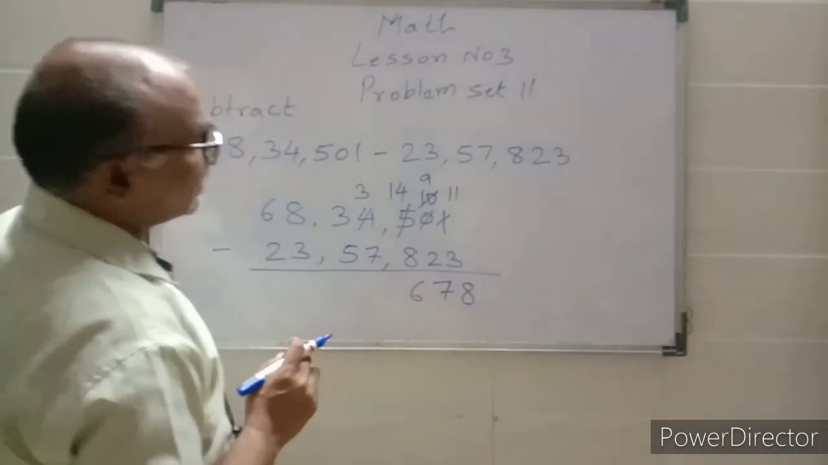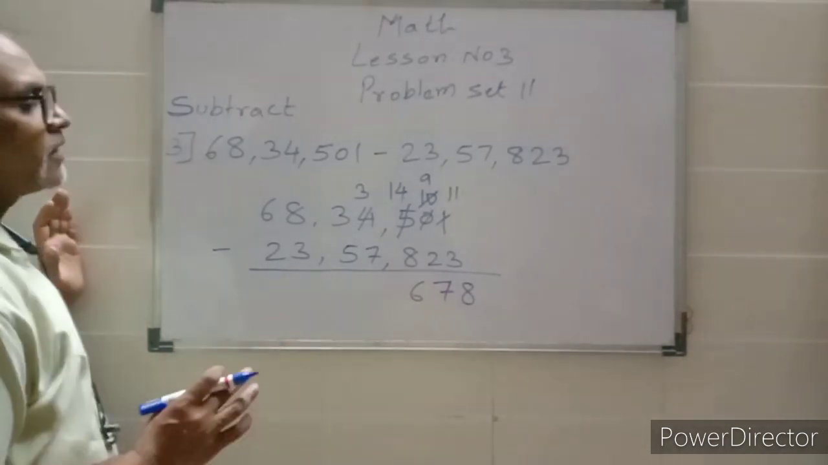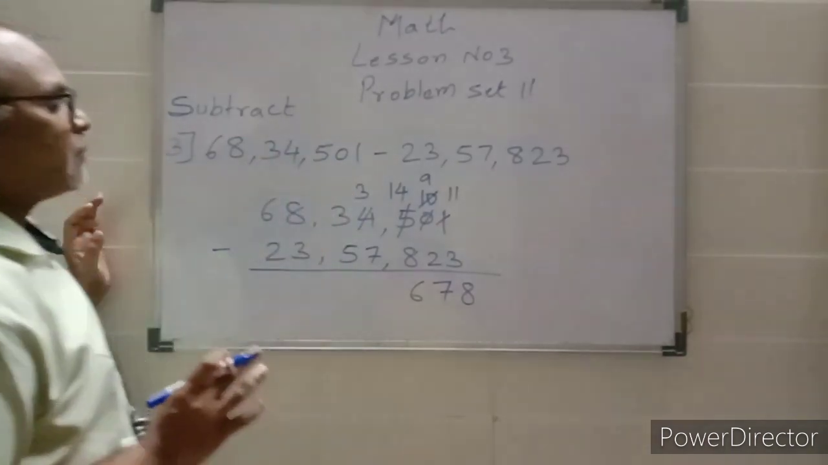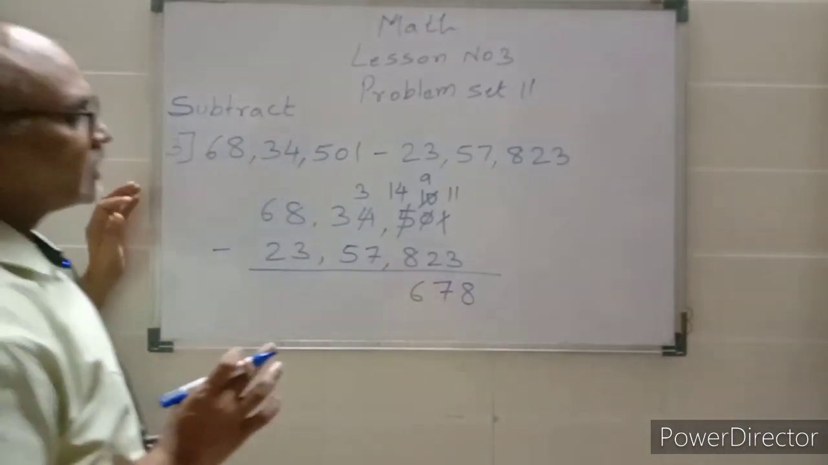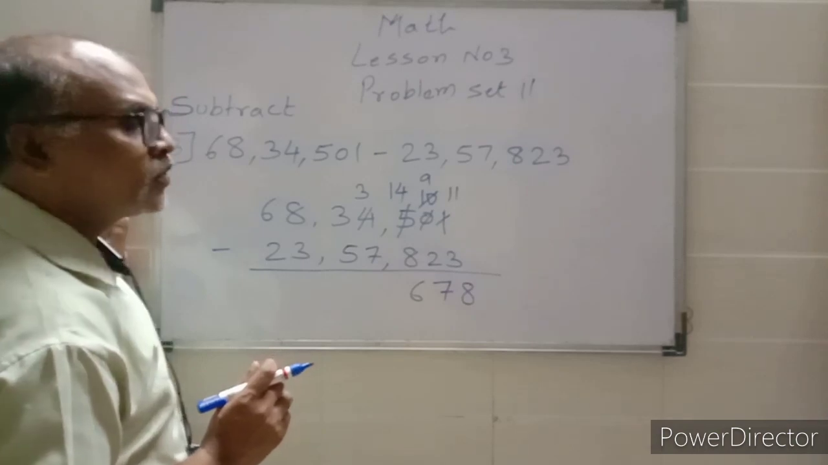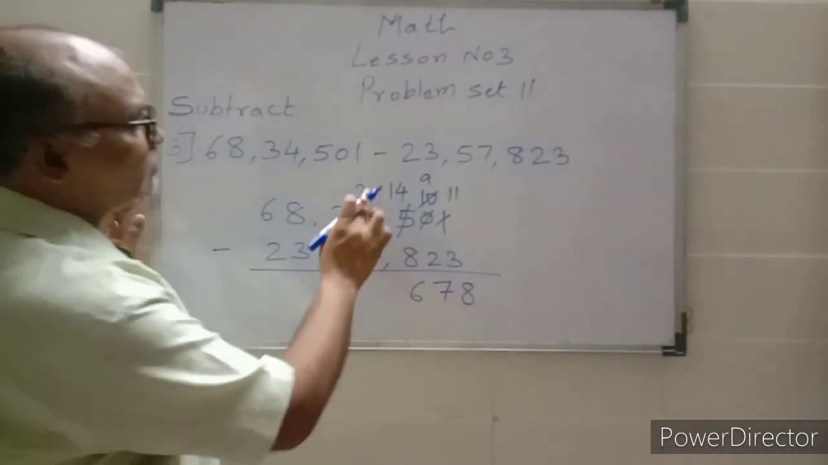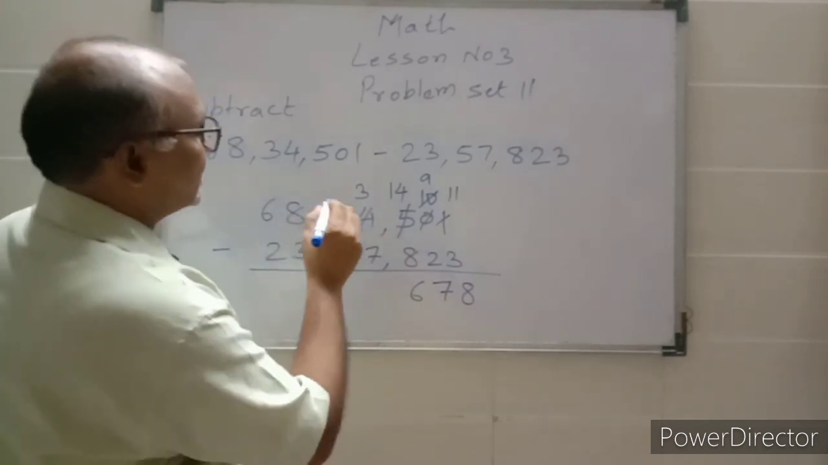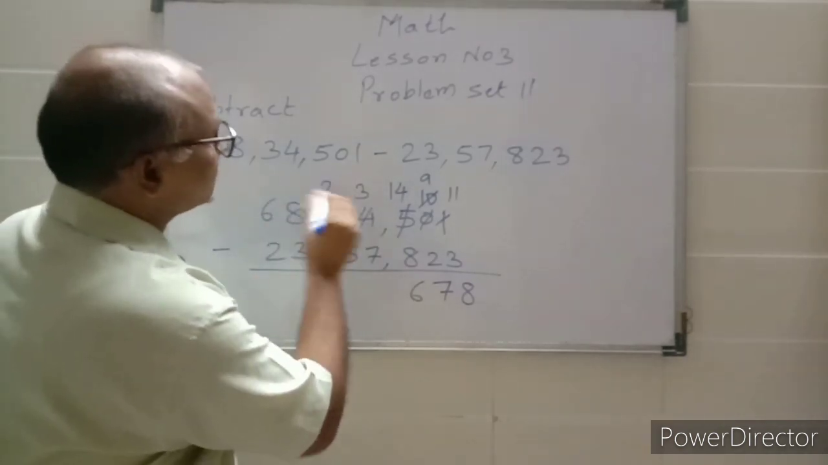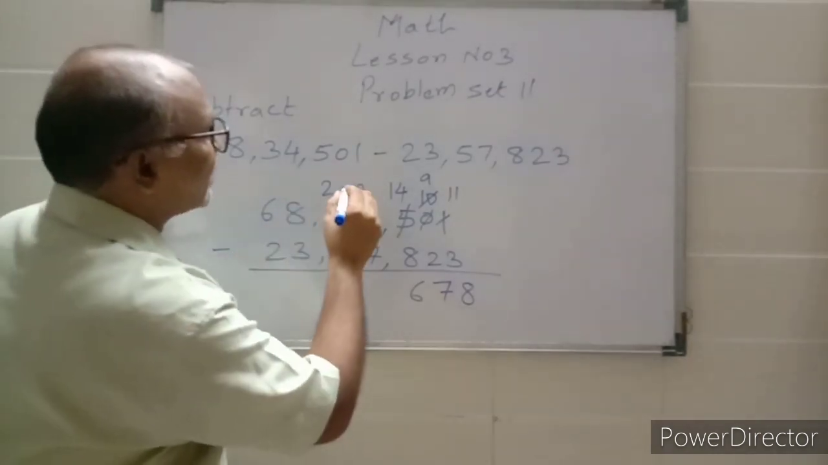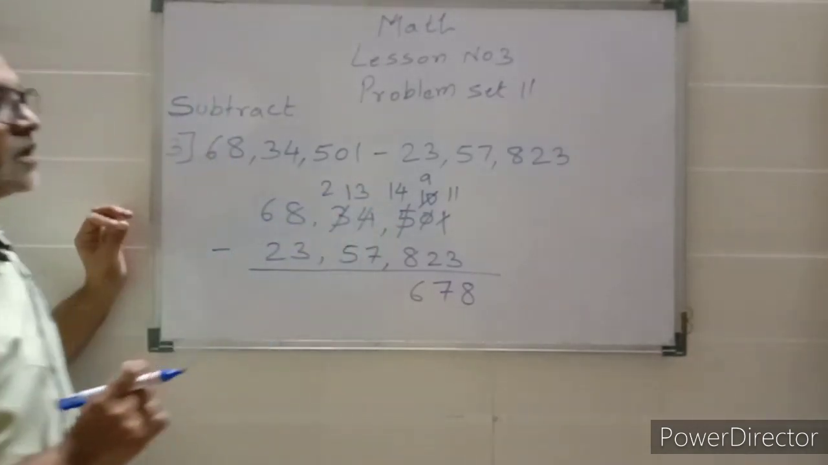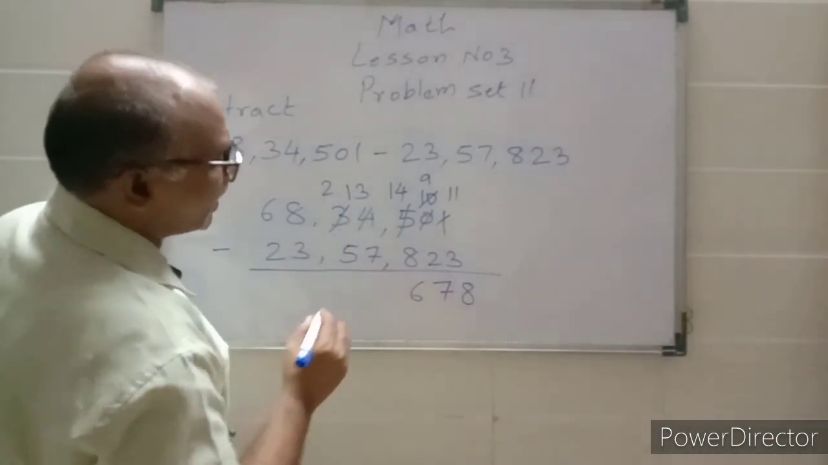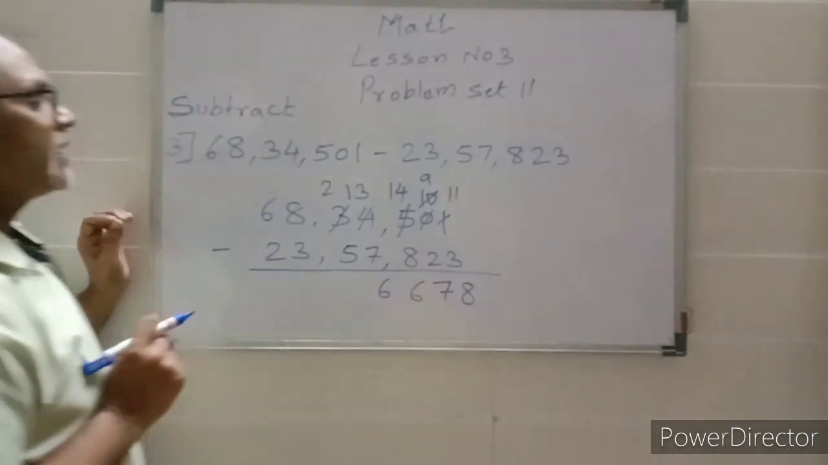Now see here, till here we have completed. Now again in the thousands place, we have 3 in the upper number and 7 in the lower number. So what will we do? We cannot subtract 7 from 3. So we will borrow 1 from this 10,000s place. Here we will cut this 3 and write 2. And the borrowed 1 we will write here. So this number becomes 13. Now 13 minus 7 is what? Again 6. So that 6 we will write here.